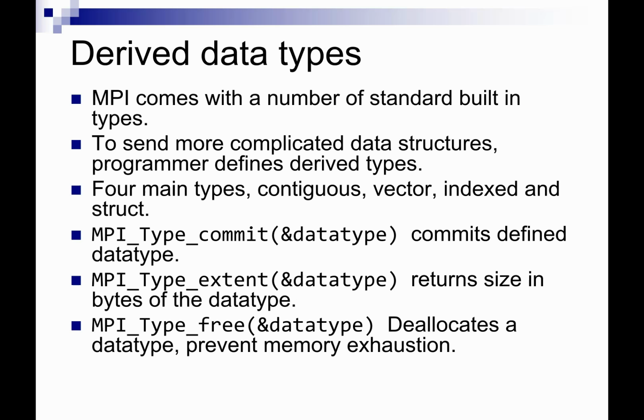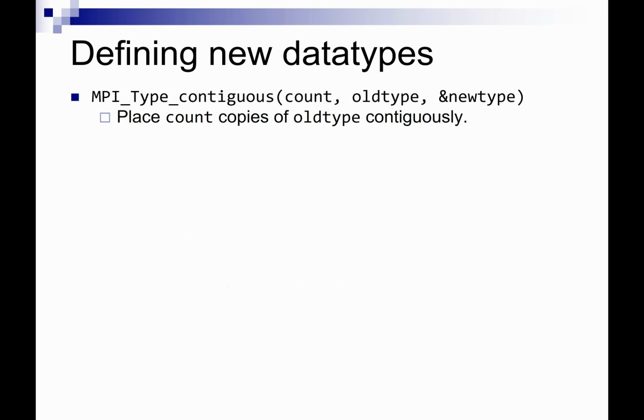Now let's look at how to create these different data types. We have four types: contiguous, vector, index, and struct. Contiguous is pretty simple. You start out with some basic data type, let's say floats. Now suppose you want to define a new data type which has 4 floats. We're just going to place the 4 floats contiguous to each other, which means we put one right after the other.